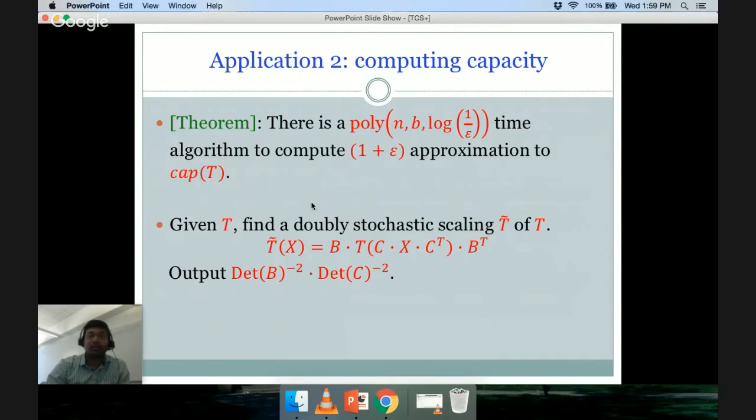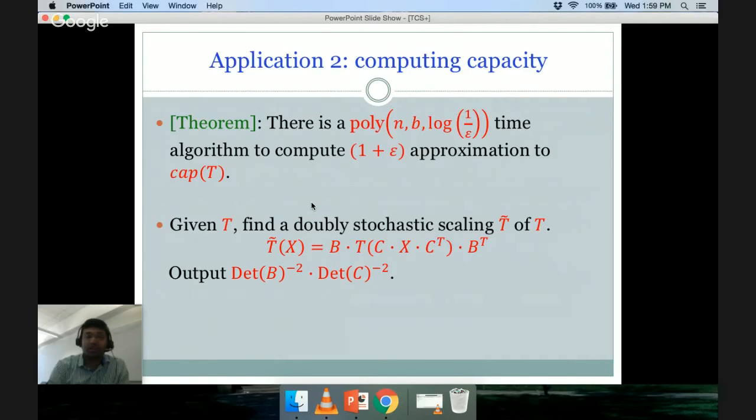And the algorithm is really this, analogous to computing the permanent. So given an operator T, you find a doubly stochastic scaling T tilde of T. Let's say T tilde is given by invertible matrices B and C. You output determinant B to the power minus 2 times determinant C to the power minus 2.